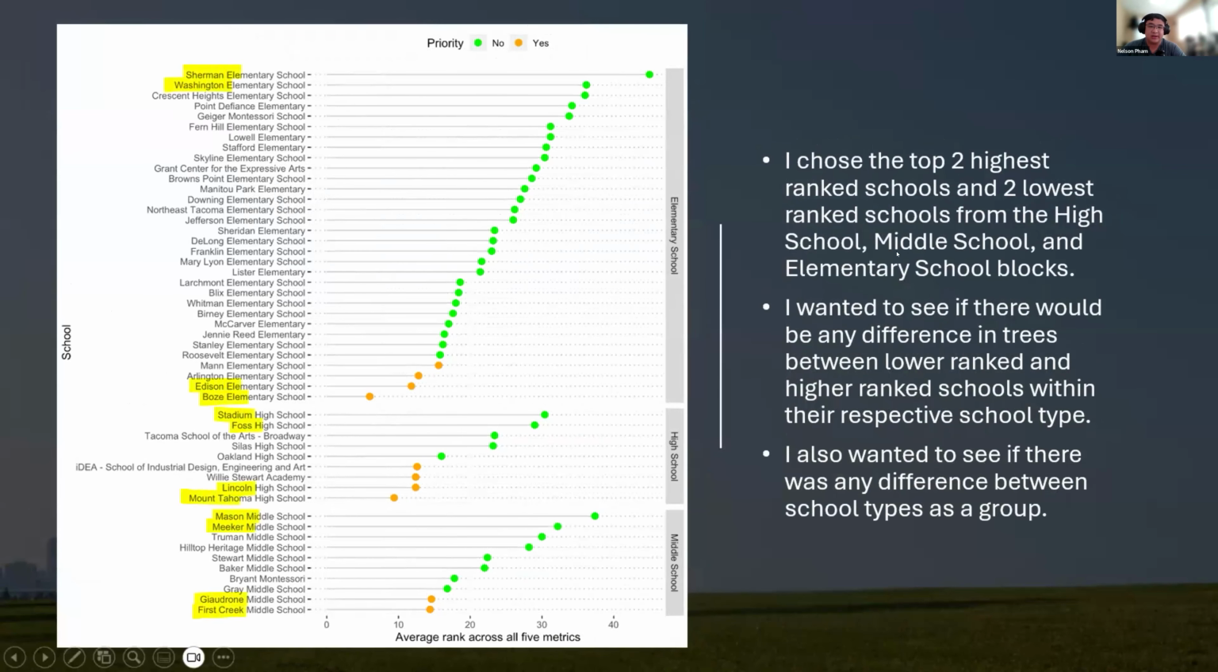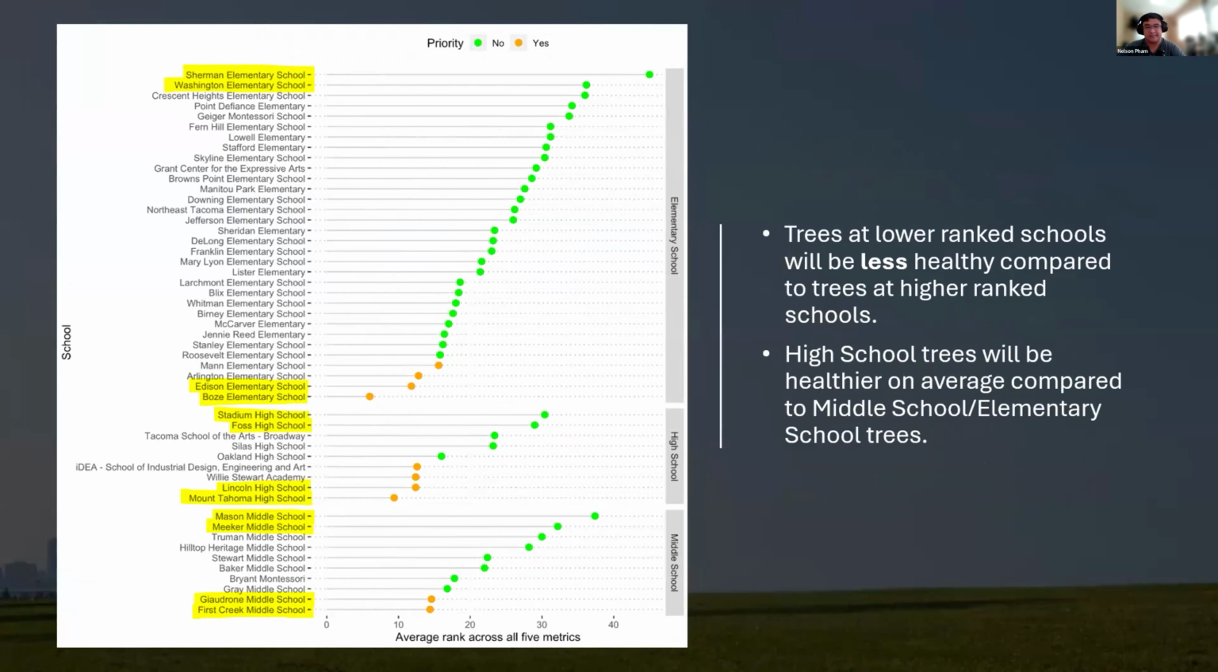I chose the top 2 highest ranked schools and 2 lowest ranked schools from the high school, middle school, and elementary school blocks. I wanted to see if there'd be any differences between trees at lower ranked and higher ranked schools within their respective school type. And I also wanted to see if there's any differences between the school types as a group. So are elementary schools doing better than high school trees? And are high school trees doing better than middle school trees?